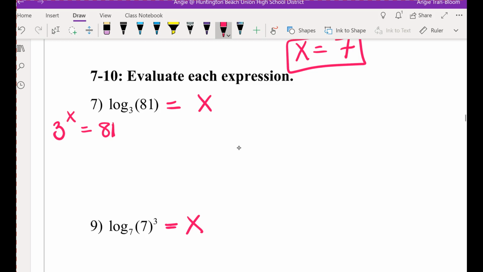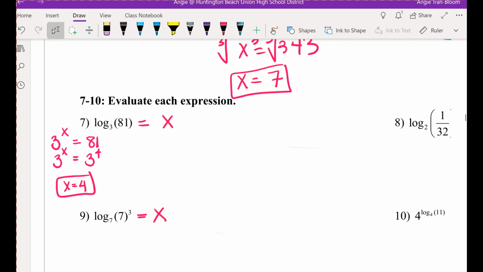Make the bases the same. Because if the bases are the same, I can do what? Drop it, right? All right. So, 3. Well, 81 is not 3, so 3 to the what? Power 4. 3 to the power 4 equals 3 to the x. What's x? X equals 4. So that whole expression, log base 3 of 81, is 4.